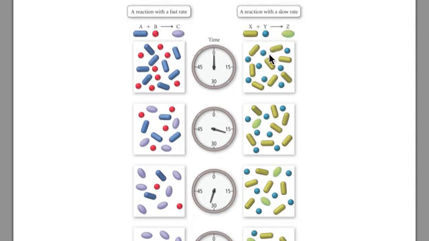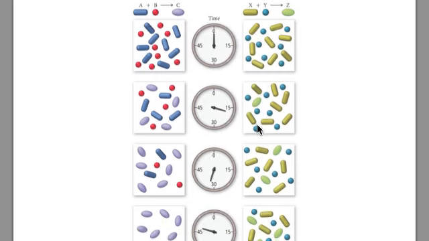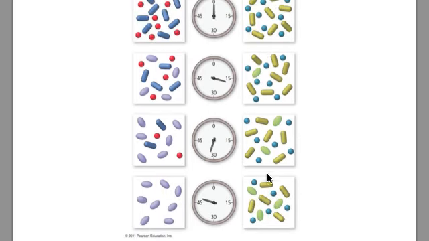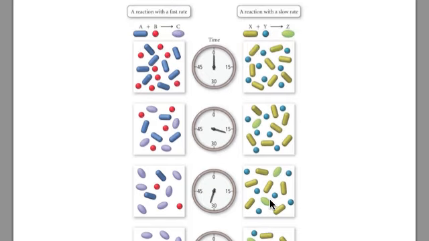Whereas comparing to the slow reaction, no units of Z in the beginning, 1 unit of Z, 2 units of Z, 3 units of Z. It looks like this reaction is only gone about halfway by the time the clock ends. So in that sense, this little cartoon describes a fast reaction on the left and a slow reaction on the right.